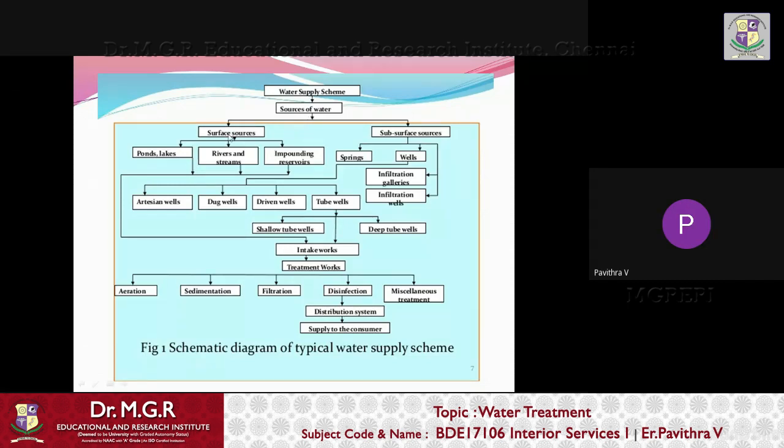The sources have been divided into surface and subsurface. So you can just take a screenshot of this, or else make a note of it. I will also be sharing the PowerPoints with you for your reference.